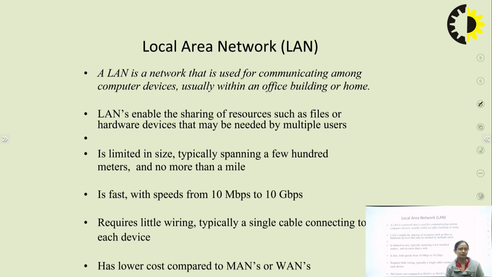So basically, what is a LAN, that is, a local area network? We could say it is a network that is used for communicating among computer devices, usually within an office building or home. Generally, the area is very small in the case of a LAN. LANs enable the sharing of resources such as files or hardware devices that may be needed by multiple users. It is limited in size, typically spanning a few hundred meters and not more than a mile. It is fast. Speed generally ranges from 10 Mbps to 10 Gbps.